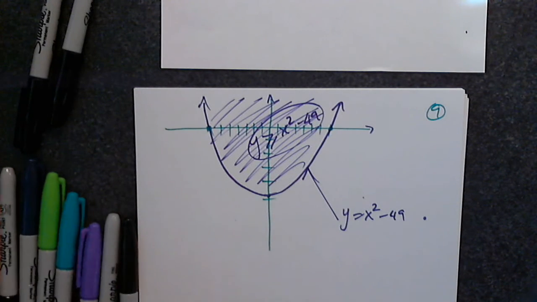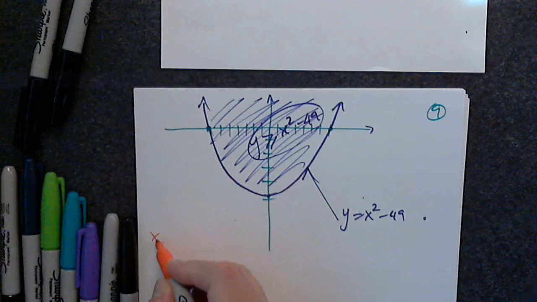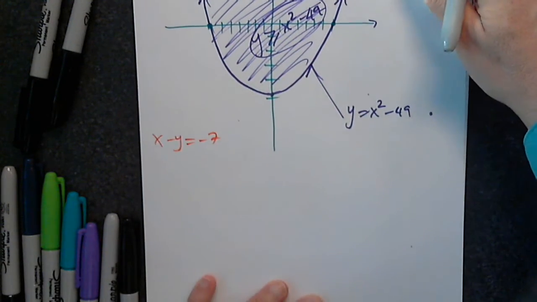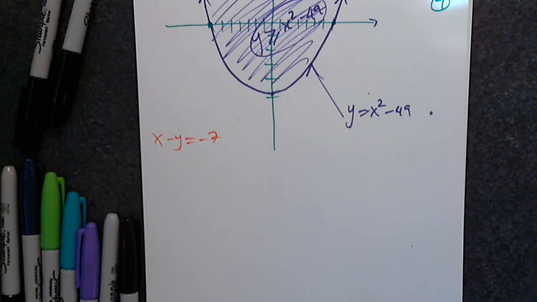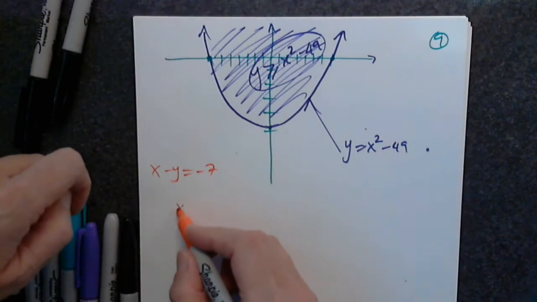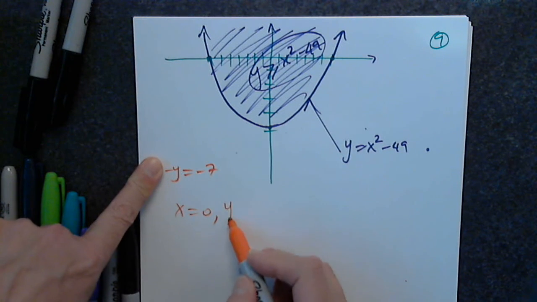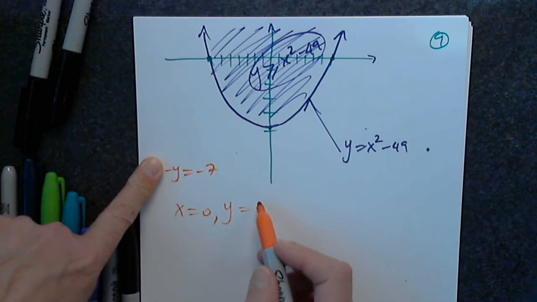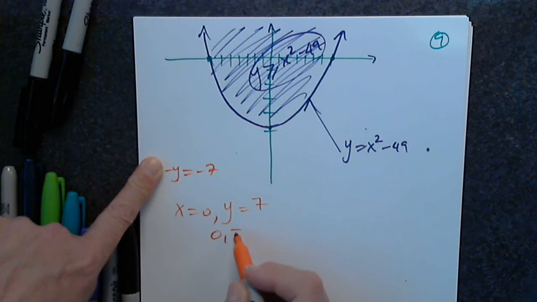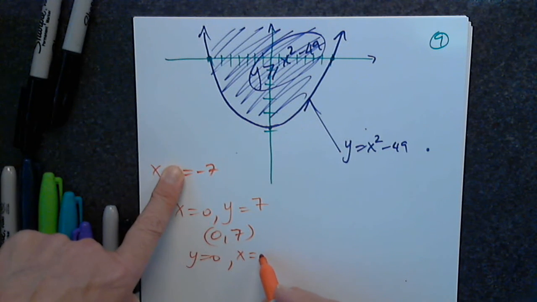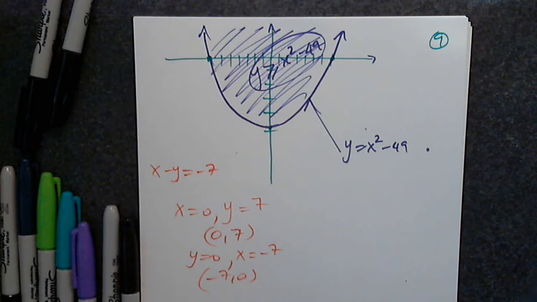Okay, now the second one is easier in a way, right? So it's x minus y equals negative 7. What type of equation is this one? This is a linear equation, right? So when x is 0, how much is y? Yes, 0, 7. Now when y is 0, how much is x? Negative 7. So negative 7, 0. Agreed?